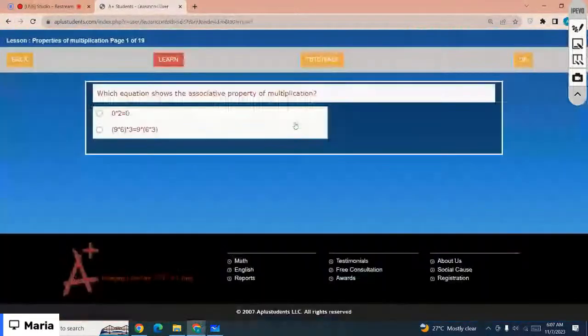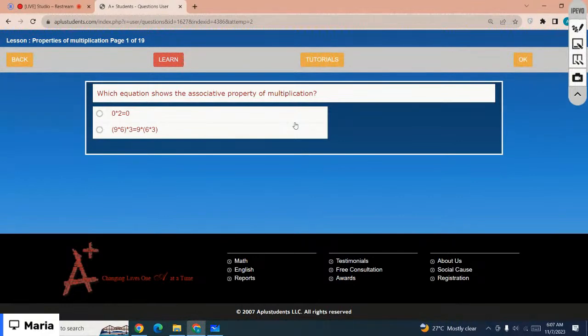Which equation shows the associative property of multiplication? So which is the correct option? Option 1 or option 2? Option 1 is 0 times 2 equals 0. Option 2 is 9 times 6 times 3 and 9 times 6 times 3. So which option is the correct one? Which option shows the associative property? Option 1 or option 2?